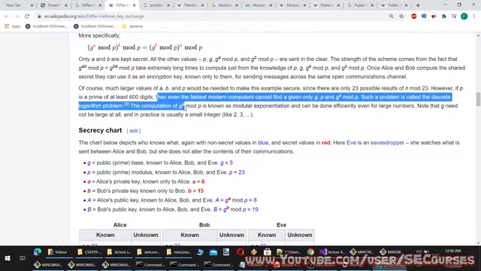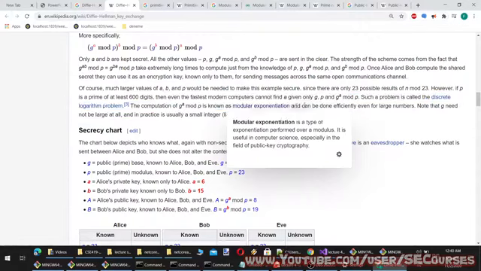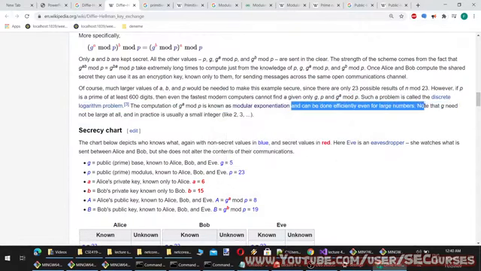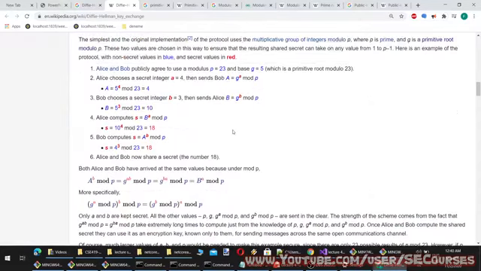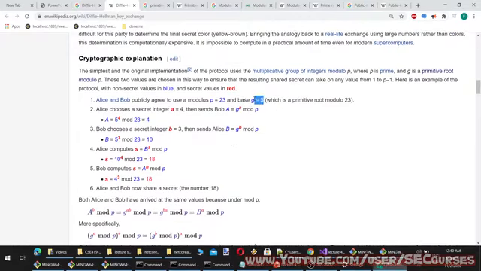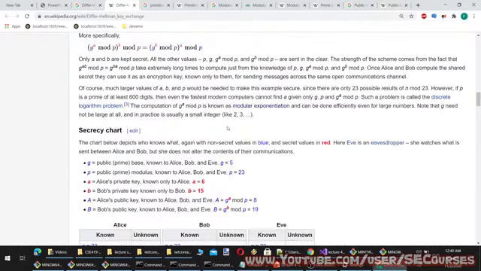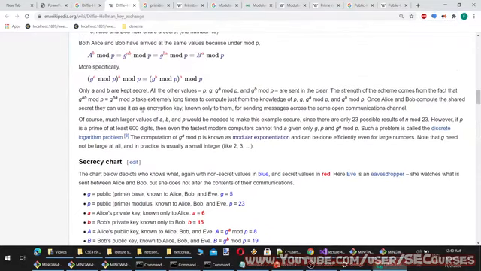The computation of Ga mod P is known as modular exponentiation and can be done efficiently even for large numbers. Note that G need not be large at all, and in practice is usually a small integer, like 2 or 3. So you see, G can be a very small number. However, P is chosen as a big number. You see, it is at least 600 digits. So the number 100 is how many digits? It's only 3 digits. So 1000 is how many digits? It is only 4 digits. And now try to imagine 600 digits.